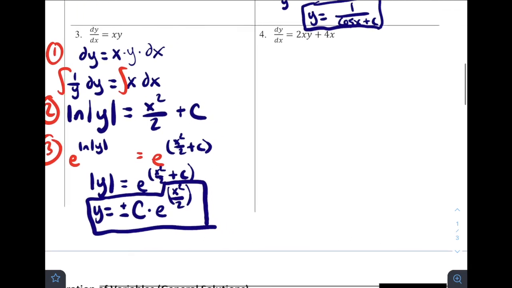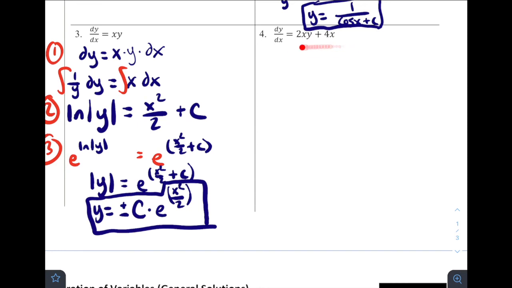Number 4, we've got dy over dx is equal to 2xy plus 4x. So in this case, we know that step 1 is that we're trying to get all the y's on one side and all the x's on the other. Problem here is that I have an x and a y here in one term.